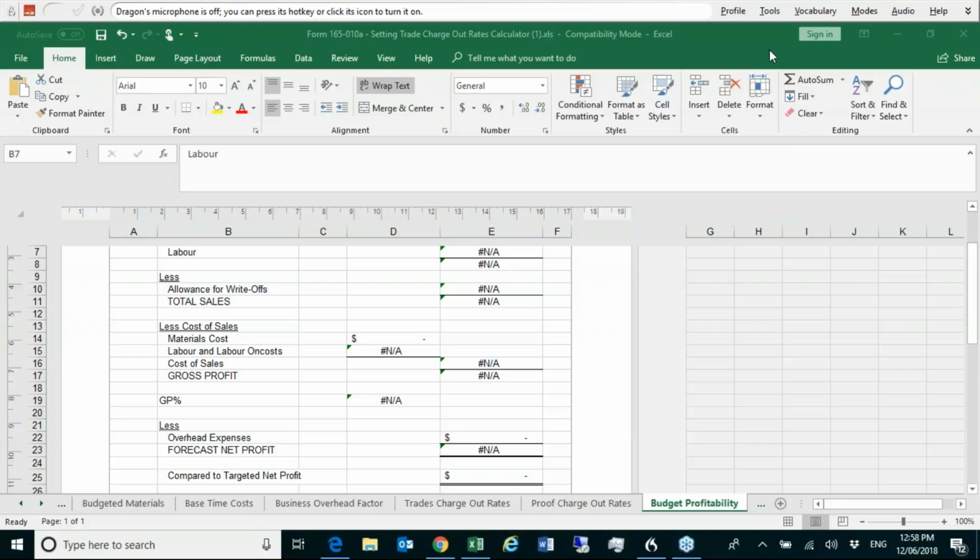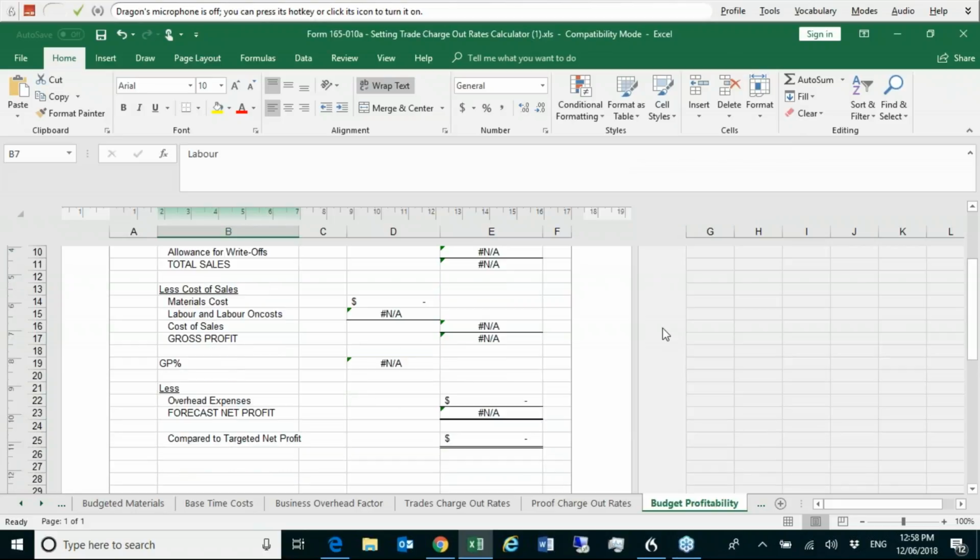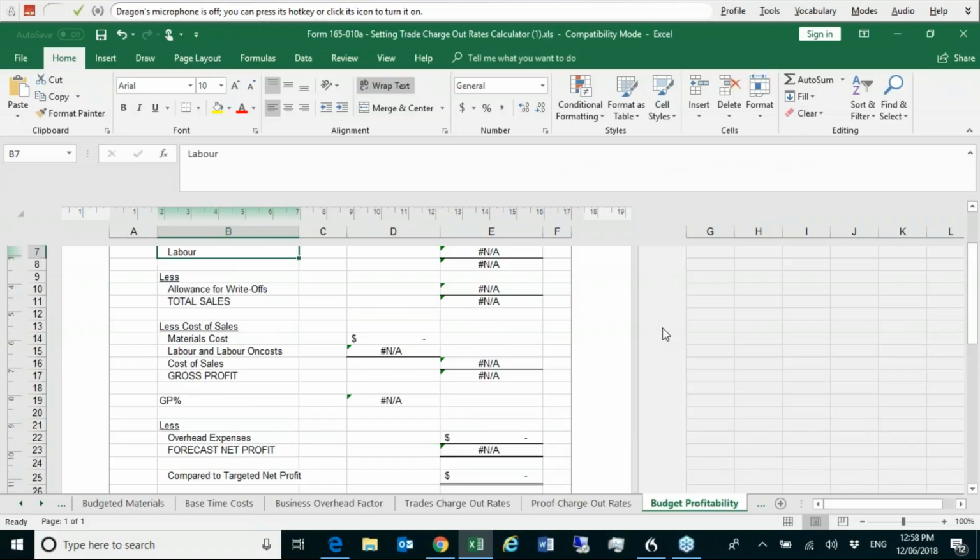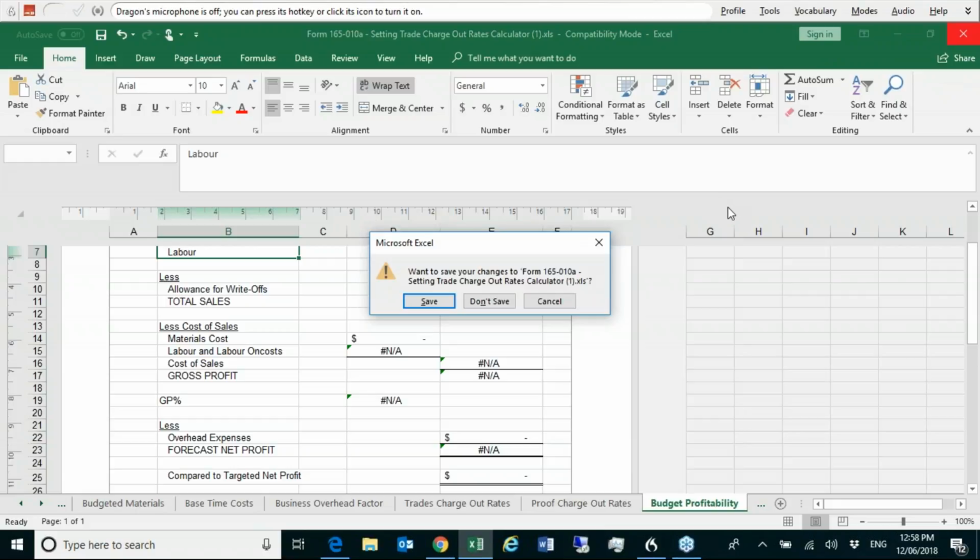I've still got no questions. If you can think of any questions that you want answered, please contact me. So that's how the calculation works for trades. It's very similar to professional fees, except we've got no markup figure from the purchase of products.